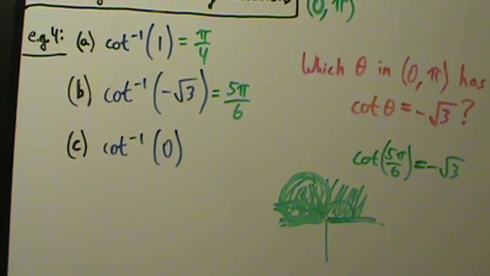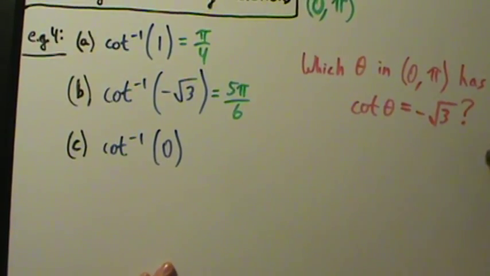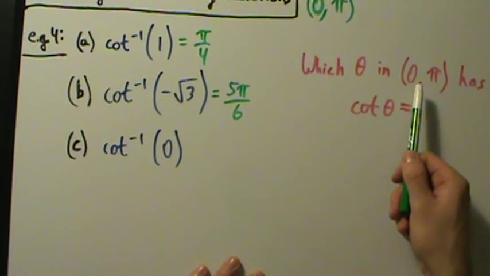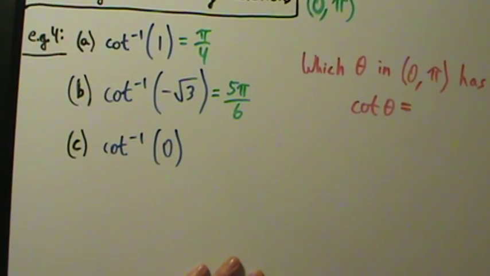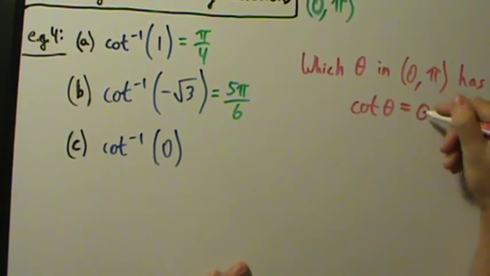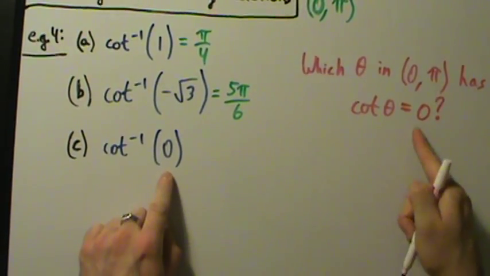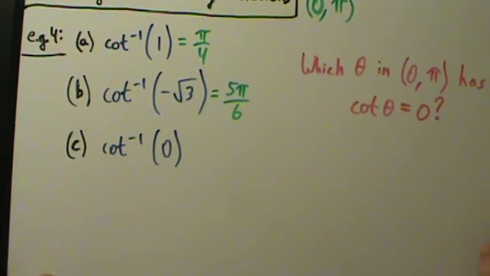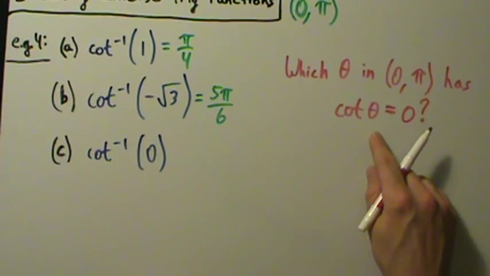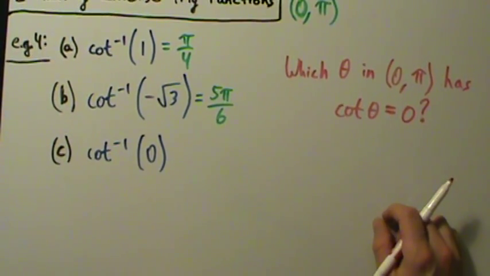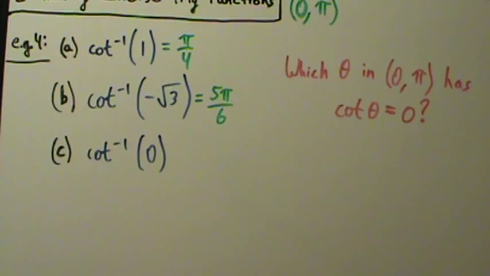Okay. Now, what about the inverse cotangent of 0? So we just ask ourselves the exact same question. Which theta in this interval from 0 to pi has cotangent of theta equal to 0? Because we want the inverse cotangent of 0, so we want to find a theta whose cotangent is 0. That's how we do that here.